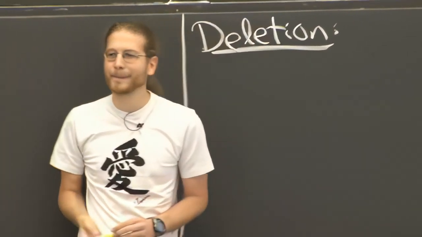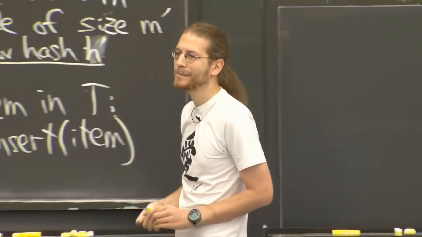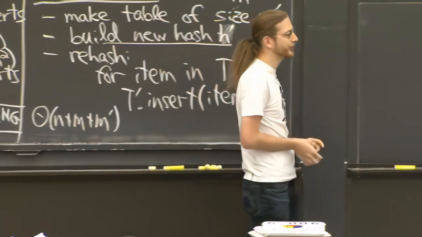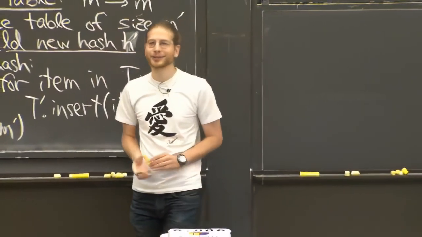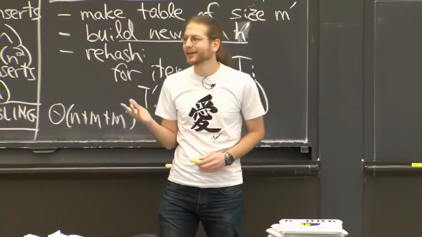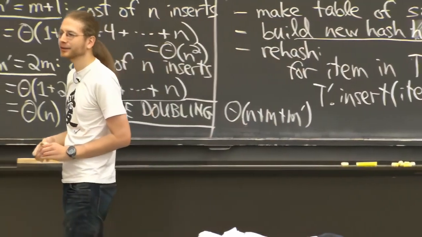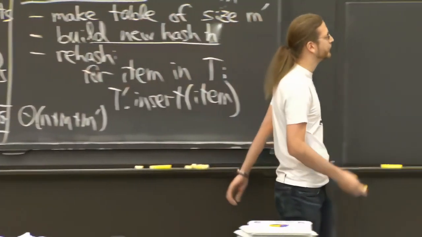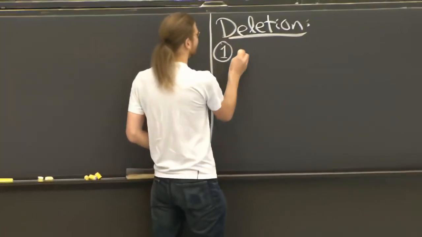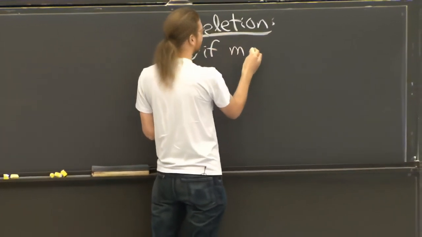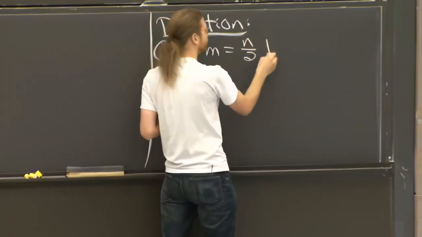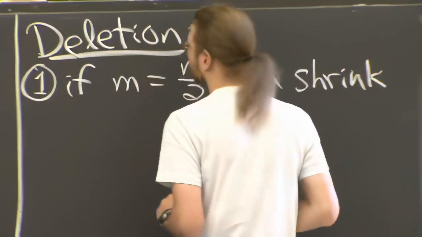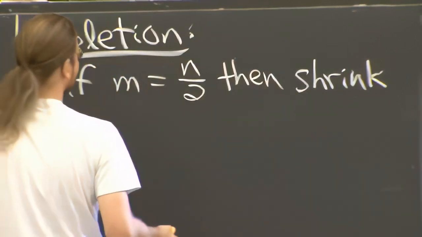Suggestions on how to fix that? This is a little more subtle. There's two obvious answers. One is correct, and the other is incorrect. Yeah? When the table has half this, or when n is half the size. Good. So option 1 is if the table becomes half full, then shrink to half the size? Sure.